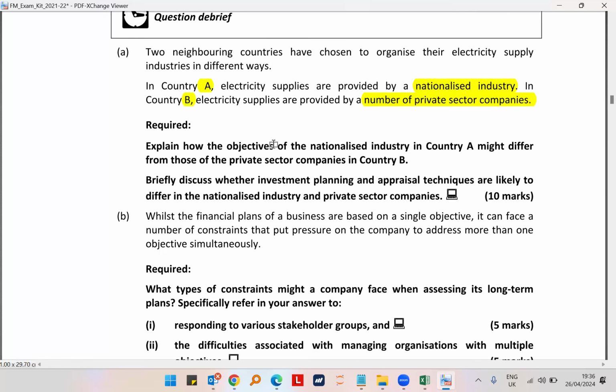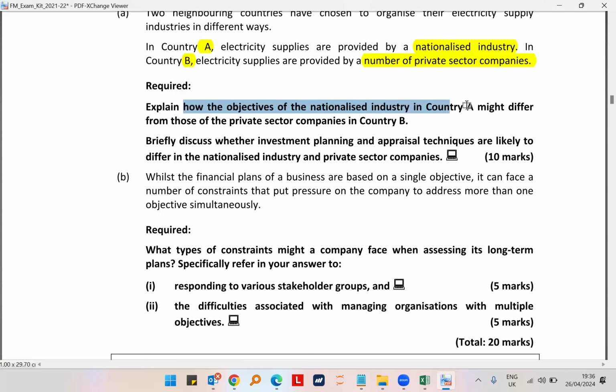Now they're saying, explain how the objectives of the nationalized industry in country A might differ from those of private sector companies in country B. Now, if you were following with the question that we did in the previous session, I think on Wednesday, we touched something to do with the objectives. This question is something that can be asked several times. They could decide to put it in every sitting really, whereby you have a question and then you have some part that tries to discuss the objectives of a private company versus a listed company versus a public company, even versus a charity, an NGO.